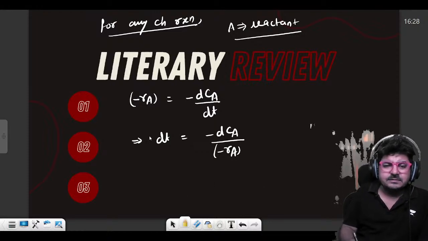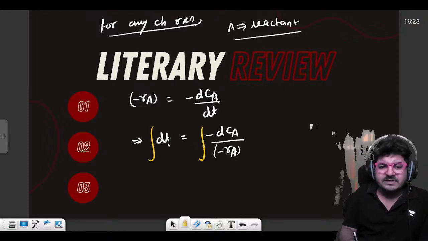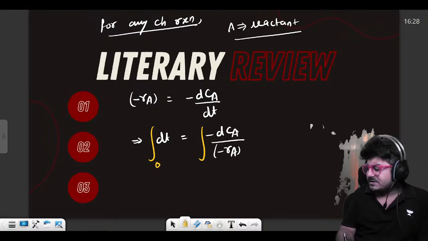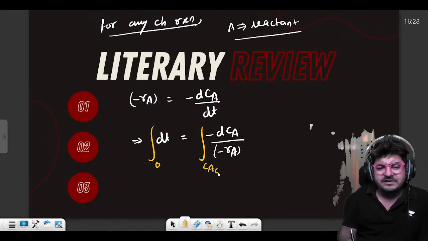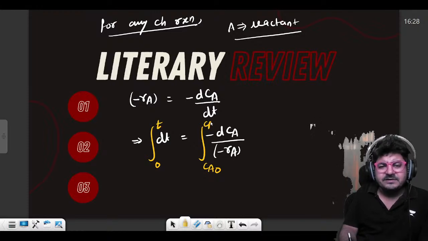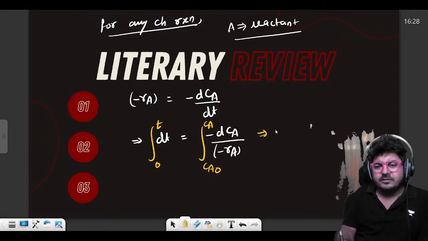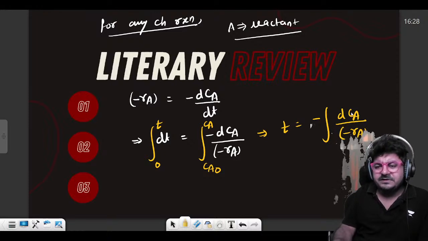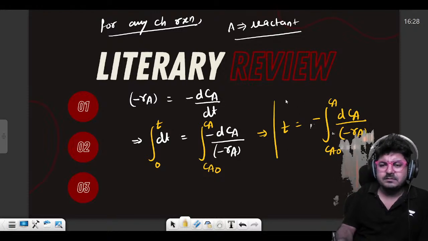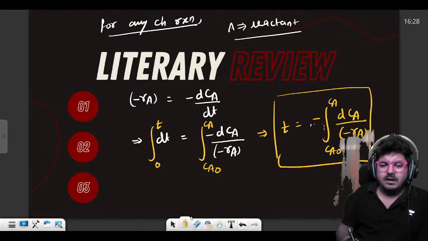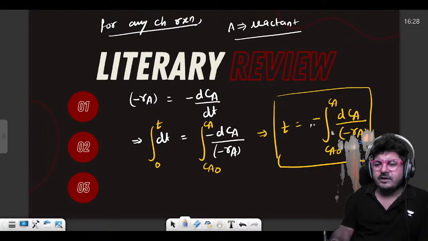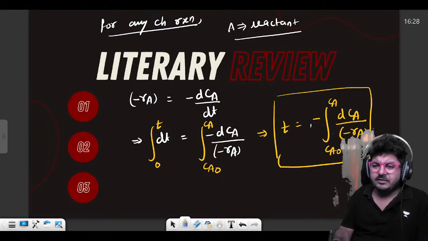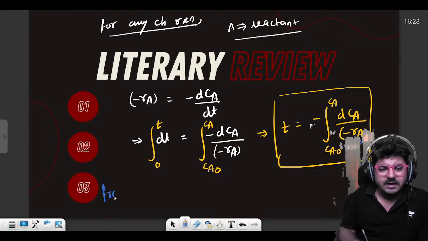Now if you integrate this, you guys know the limits: at reaction time t equal to 0, concentration of A in the reaction mixture will be Ca0. At any reaction time t, it will be Ca. So when you solve, you will get t equal to minus integration of dCa over minus Ra from Ca0 to Ca. And from power law, you can put the value of minus Ra and you can find out all the kinetic equations.